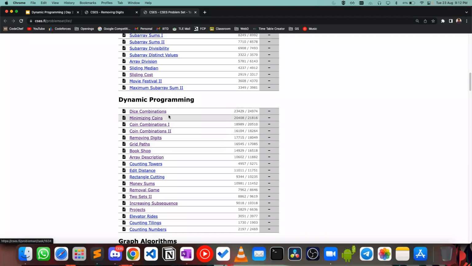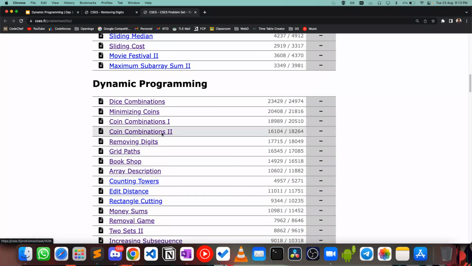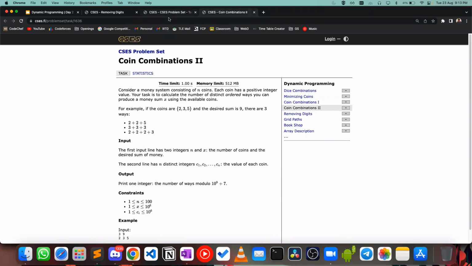Right. So how many problems have we already done? We've done dice combinations, minimizing sum, minimizing points, and coin combination 1. So this is one problem that I would like you to try on your own. I will give you this problem as homework. This is one problem that I'm skipping here, and we'll solve these 3: removing digits, grid path, and bookshop. I'll paste the link in the chat so that if you're able to think of one problem, you can move to the next one. Okay.